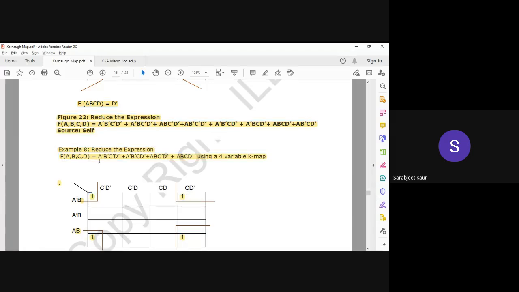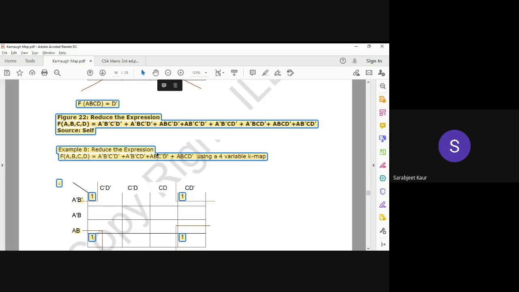Let us look at it together. So the first term is A dash, B dash, C dash, D dash, which is this, right? The next term is A dash, B dash, C D dash, which is this. Then the next term is A, B, C dash, D dash. So A, B dash, yes, I'm sorry. So this term should be A, B dash, C dash, D dash.